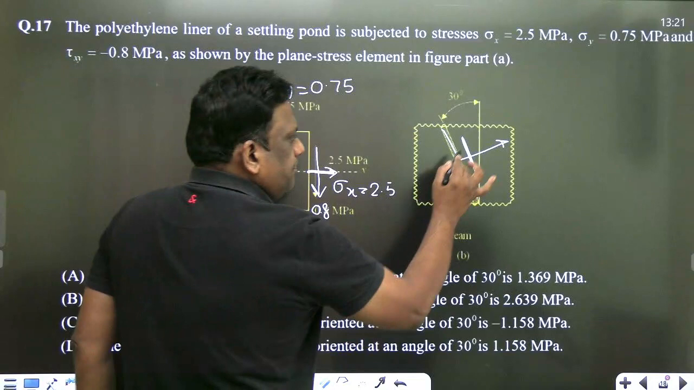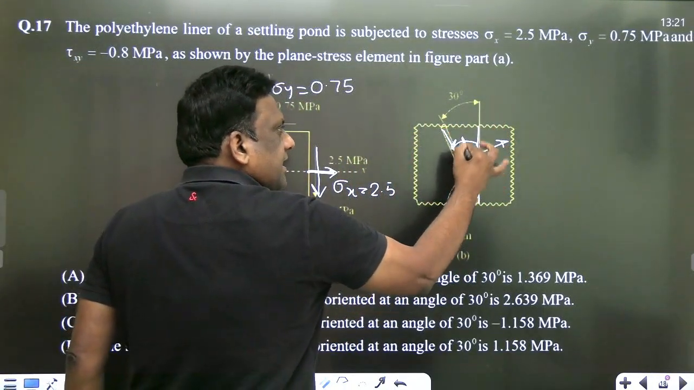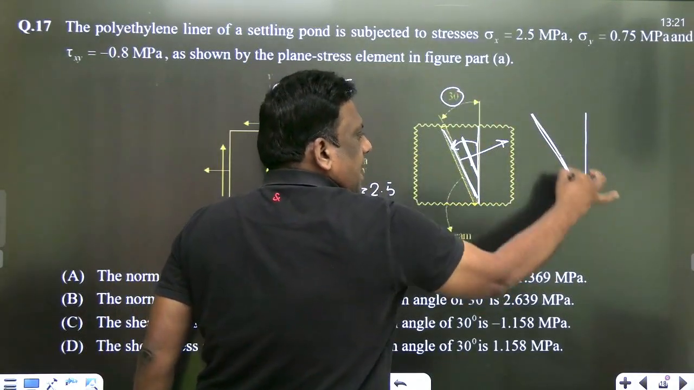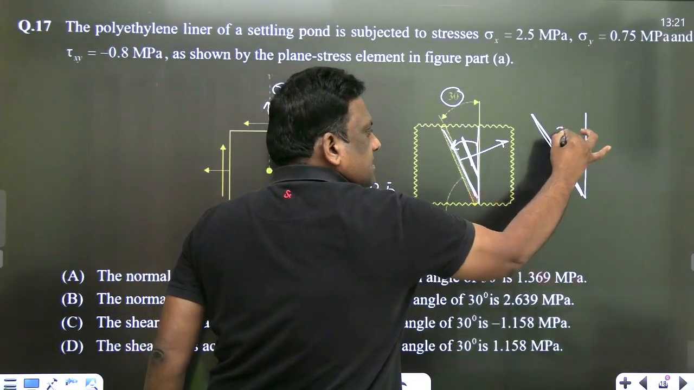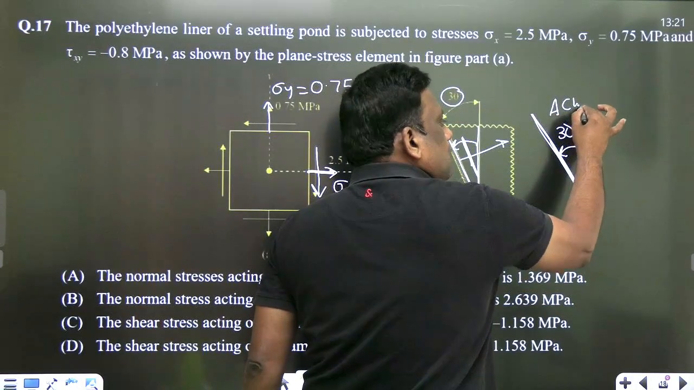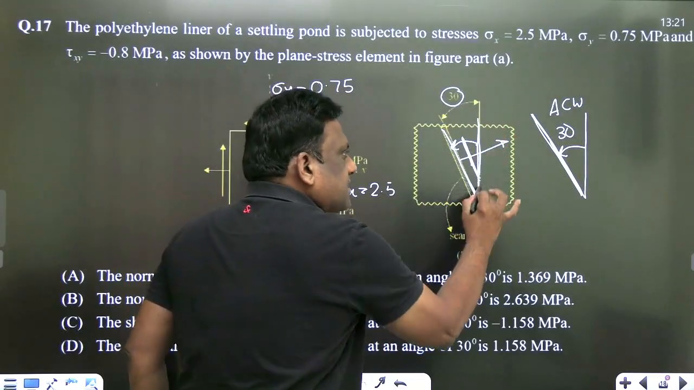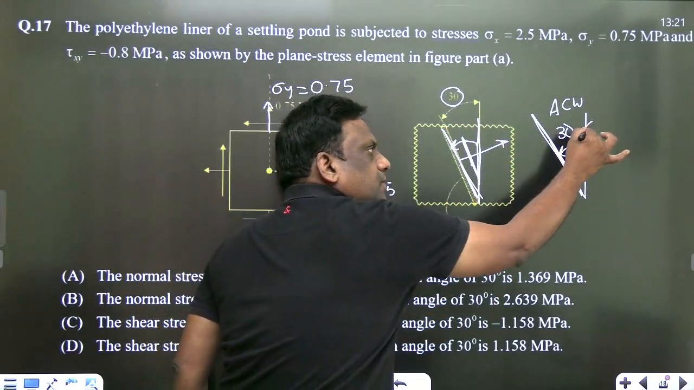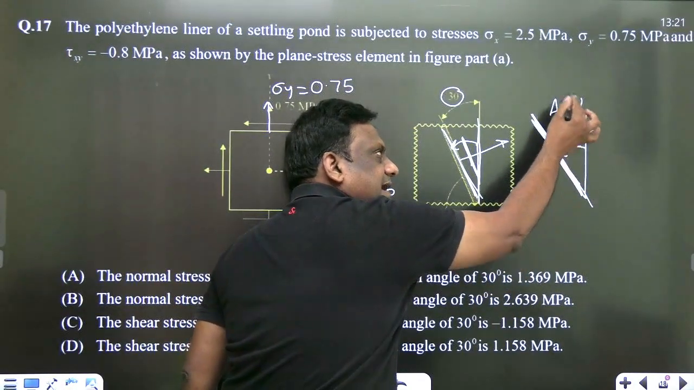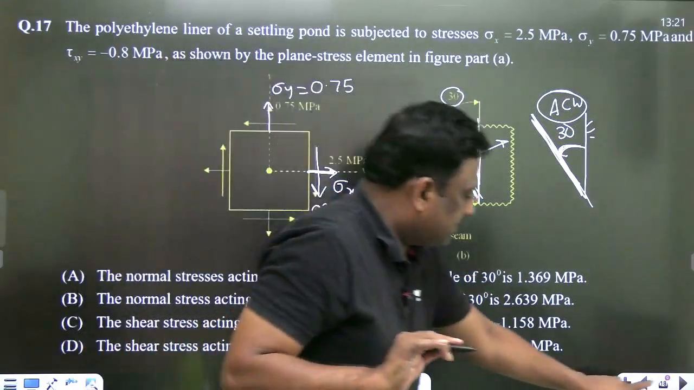With respect to this reference plane, what is the angle given? It is 30 degrees. I want the stresses on this plane, with respect to the reference. Is it clockwise or anti-clockwise? It is definitely anti-clockwise, and we take anti-clockwise as positive. So theta is plus 30 degrees.